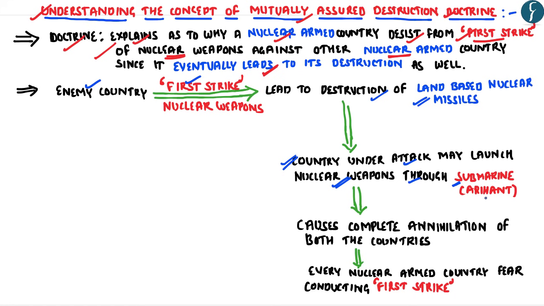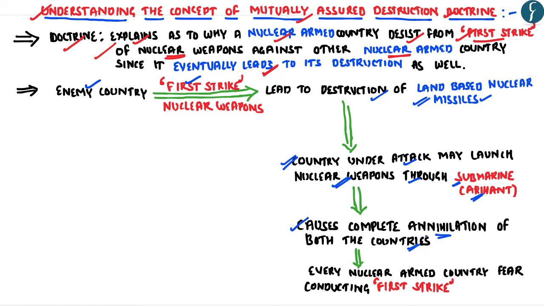For example, if India is under attack by an enemy country, and if such an attack leads to destruction of its land-based nuclear missiles, then India would have the capability to launch the nuclear missiles through the use of submarine. However, the large-scale usage of such nuclear weapons would cause the complete annihilation or the destruction of both the countries.